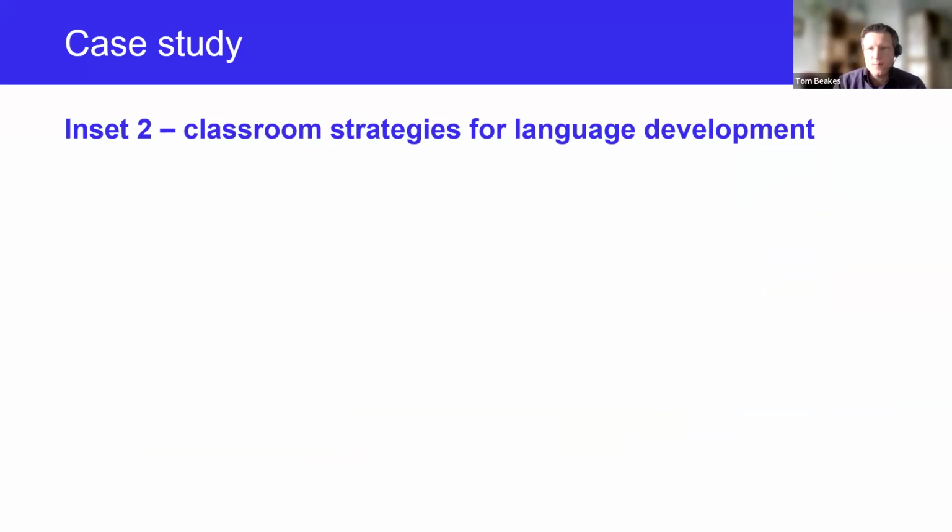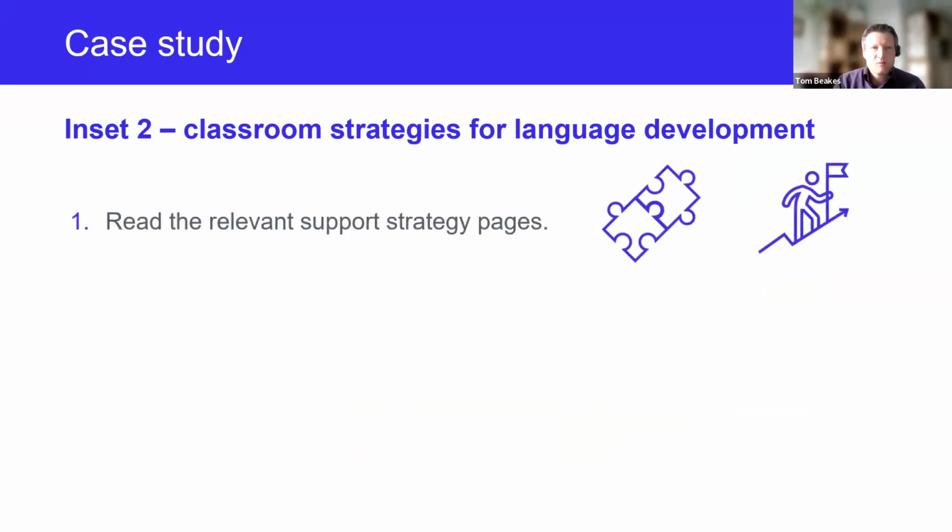So this might look like reading the relevant support strategy pages. I think the two most useful ones here might be integrating content and language, and also the high expectations strategies, again, picked from bands A and B for this context because the new arrivals have got very limited English.